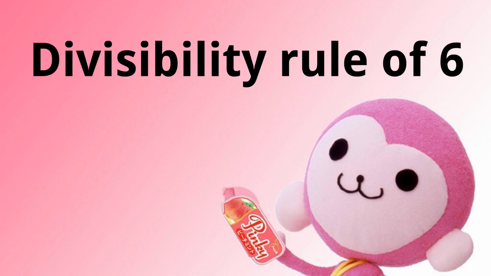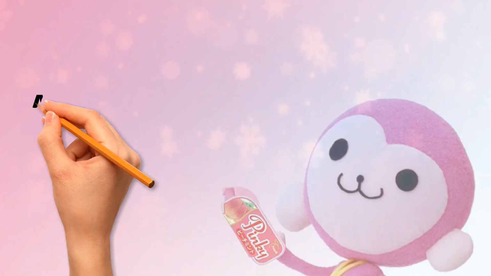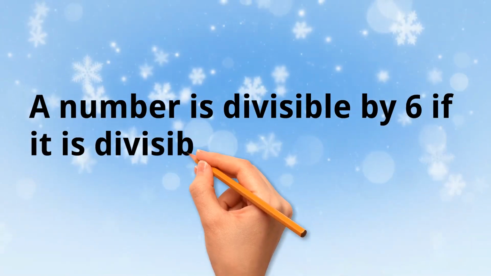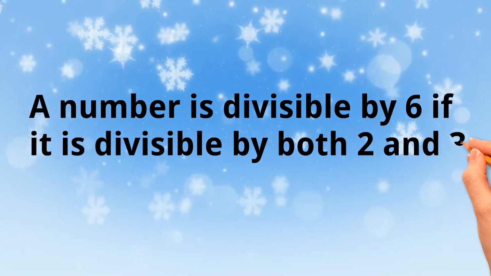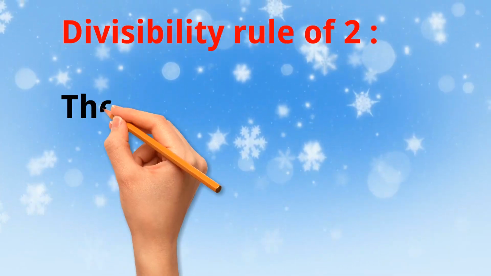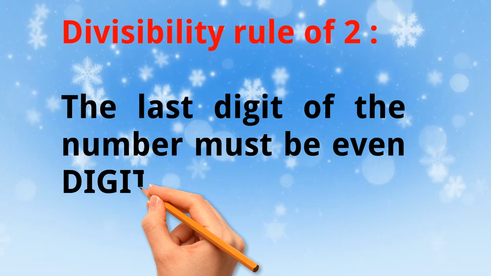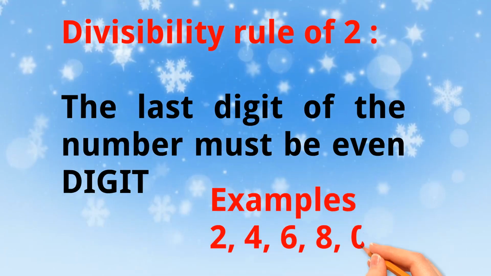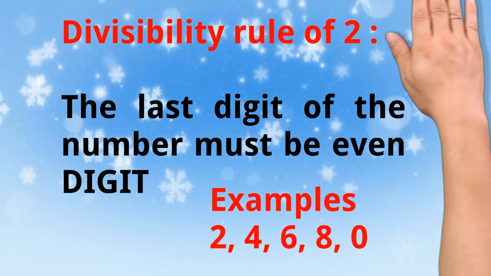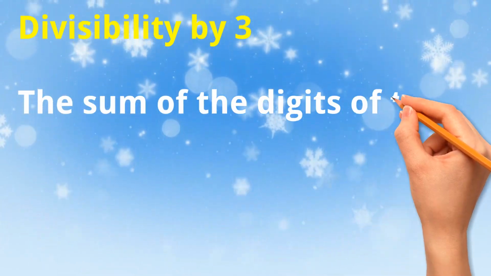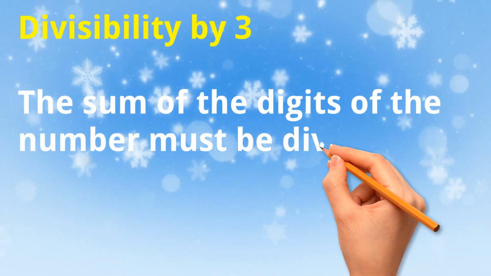Divisibility rule of 6. A number is divisible by 6 if it is divisible by both 2 and 3. Divisibility rule of 2. The last digit of the number must be even. Divisibility rule of 3. The sum of the digits of the number must be divisible by 3.